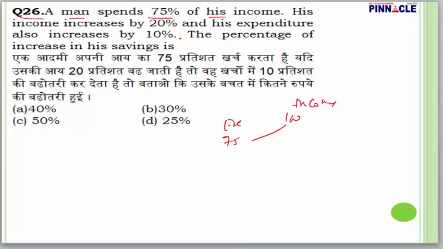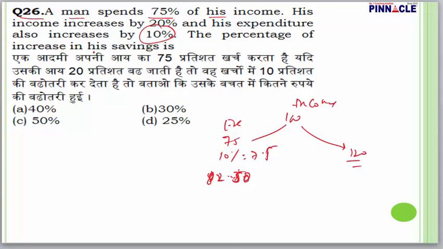If his income increases now 20%, that means income has become 120. And his expenditure also increases by 10%. That is 10% means 7.5 rupees. And now his expenditure has become 82.50, that is 7.5 more than 75.